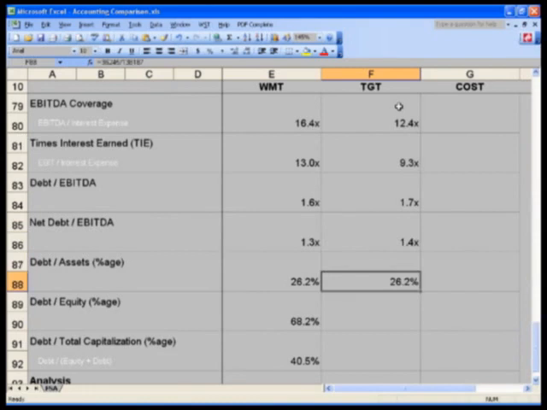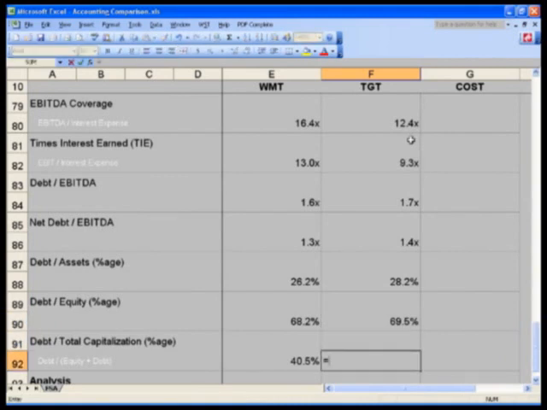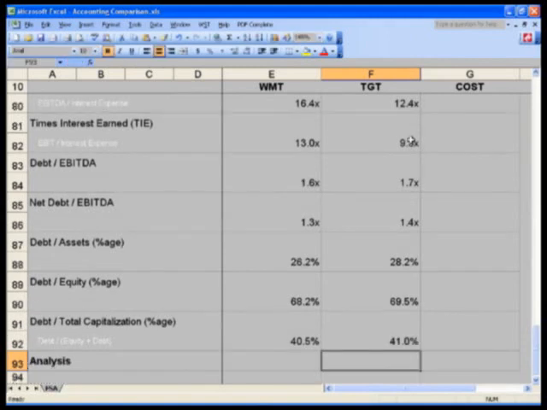Debt to EBITDA, 9872 divided by my EBITDA number of 5732 gets me 1.7 times. Net debt to EBITDA equals my total debt number, which was what? 9872. Minus 1648 of my cash. I will take that whole thing divided by 5732 of EBITDA, 1.4 times. My debt to assets will equal 9872 divided by 34,995. That will get me 28.2%, slightly higher than Walmart.